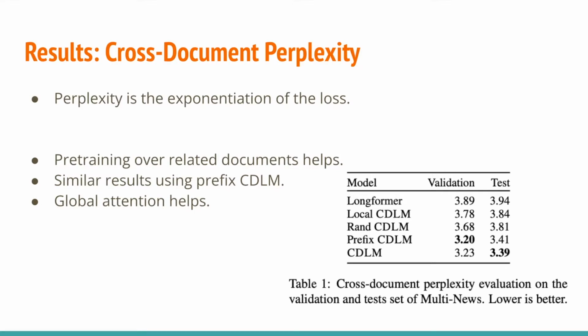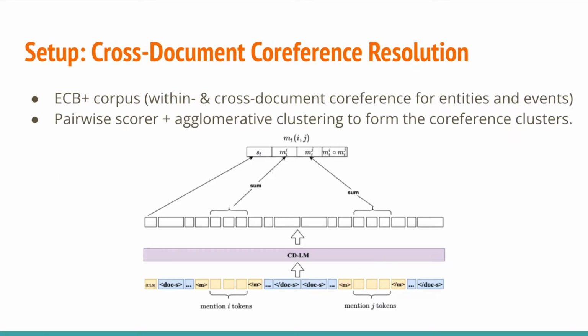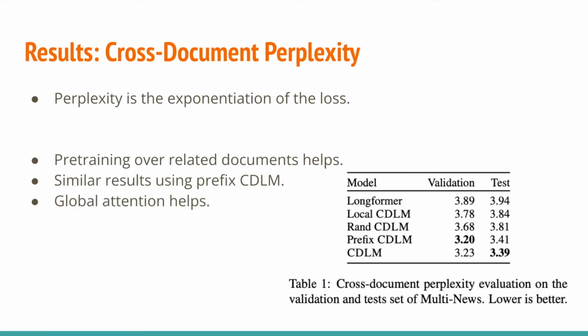So perplexity is basically the exponentiation of the loss. So the lower, the better. So the result is given in table 1. So apparently their best configuration, CDLM, performs the best. So the test perplexity is the lowest one.